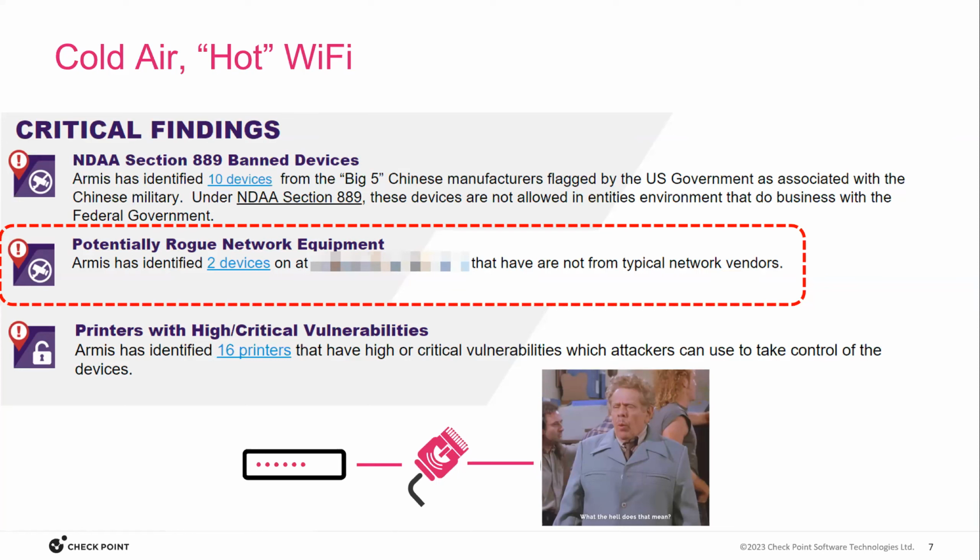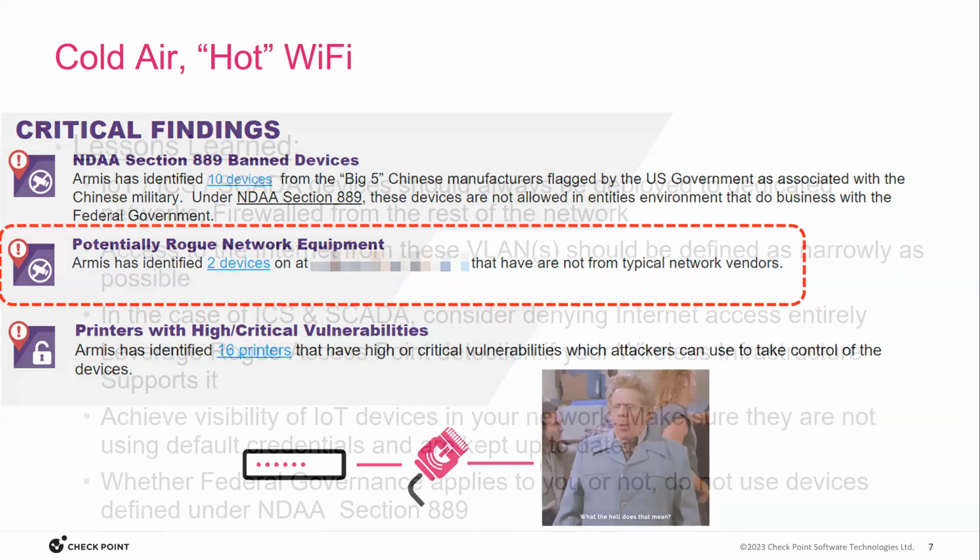So pretty interesting. And in here as well, we also found NDAA Section 889 banned devices, which we'll talk about in a second if you don't know what that is, but also printers with high critical vulnerabilities. And I think this spoke to a lot of the posture of the IoT in this environment, and probably how the air conditioner got hacked or manipulated in the first place was likely a vulnerability that wasn't patched, or default credentials, or both.